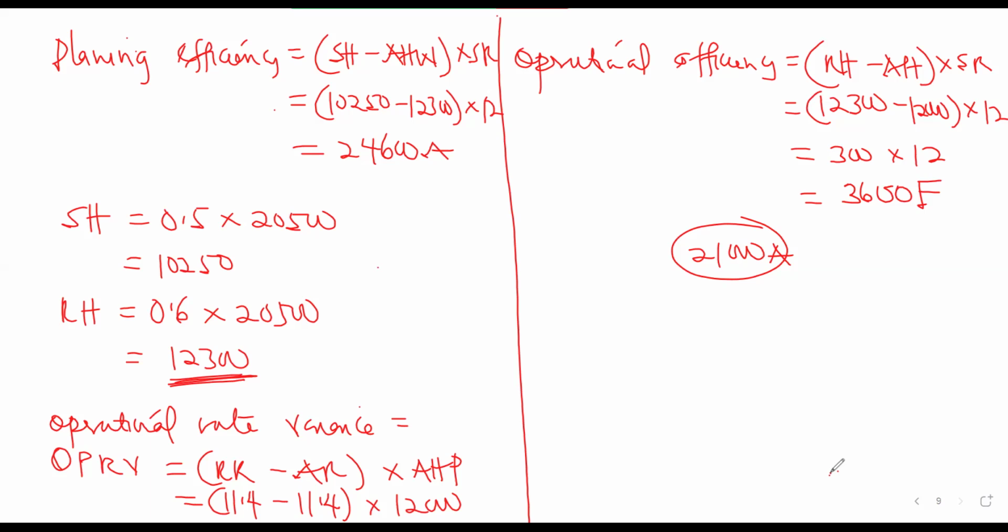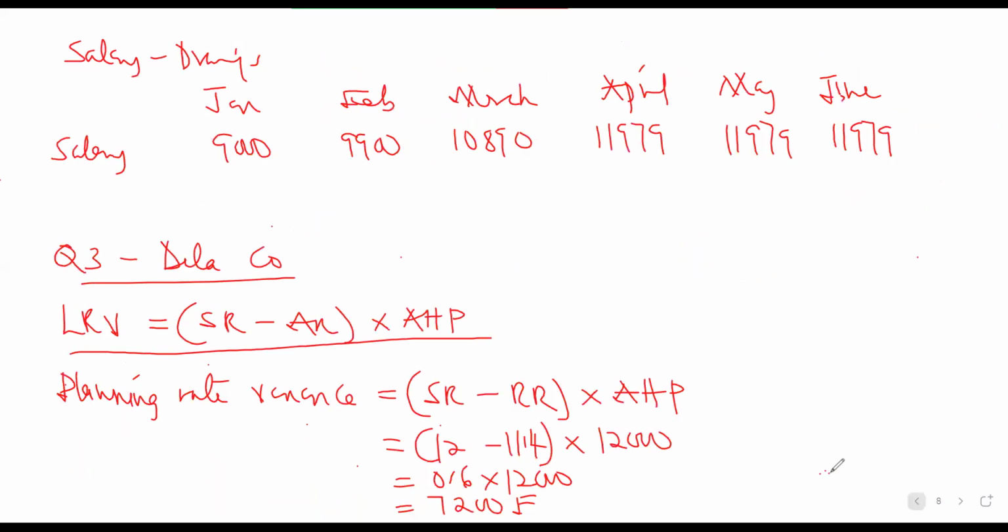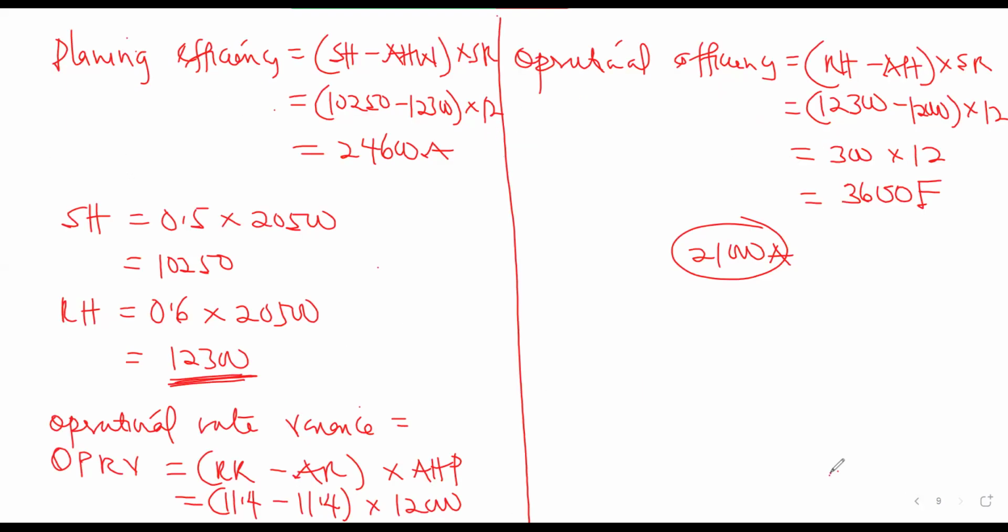One is favorable, one is adverse. So the adverse is 24,600. If you now add the favorable of 3,600, it means that it will now be 21,000 adverse. Okay. All right. Come here. If you come to your rate, your labor rate variance is 7,200, isn't it? Okay. You can also confirm something like this.